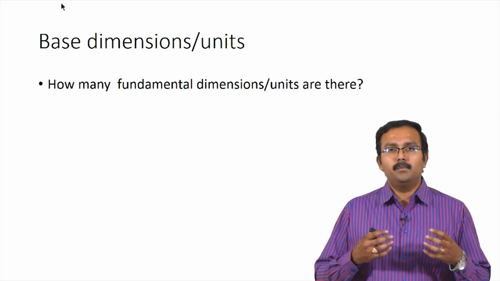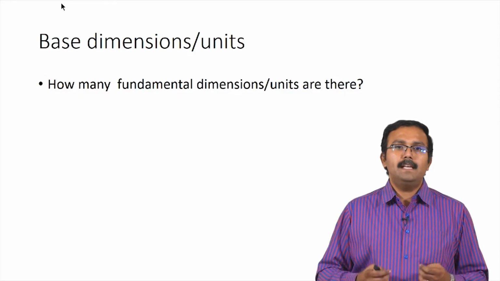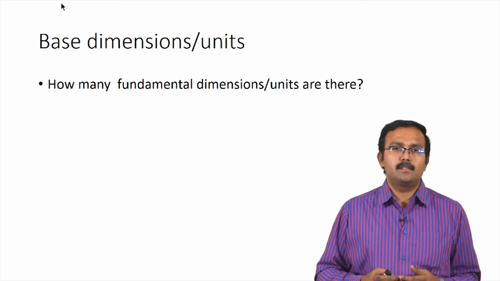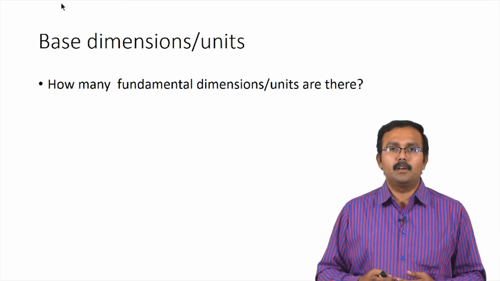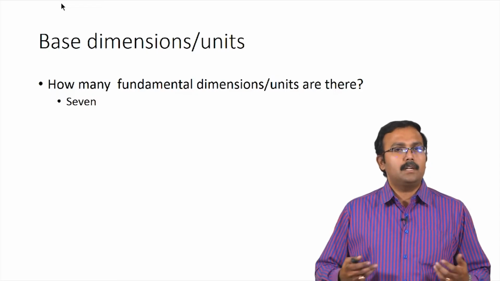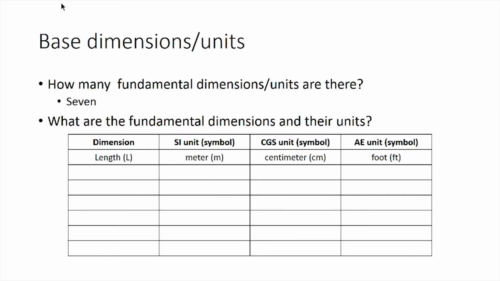So, we said that there are base or fundamental units. How many base or fundamental dimensions and units are there? You would have studied this in high school and should be familiar with it already. There are 7 fundamental dimensions or units. What are these fundamental dimensions and what are their units? The first fundamental dimension is length. The SI unit for length is meters, the CGS unit is centimeters, and the American engineering unit is foot.